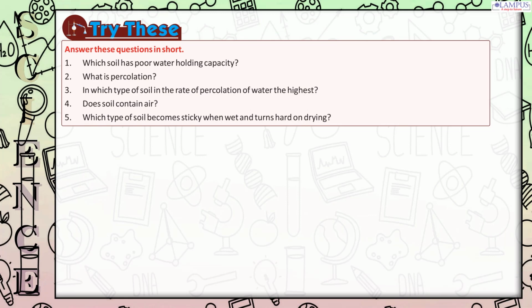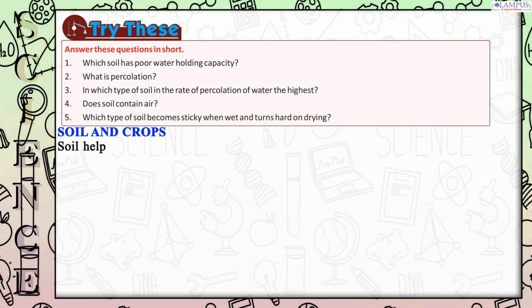Try these. Answer these questions in short. 1. Which soil has poor water holding capacity? 2. What is percolation? 3. In which type of soil is the rate of percolation of water the highest? 4. Does soil contain air? 5. Which type of soil becomes sticky when wet and turns hard on drying?